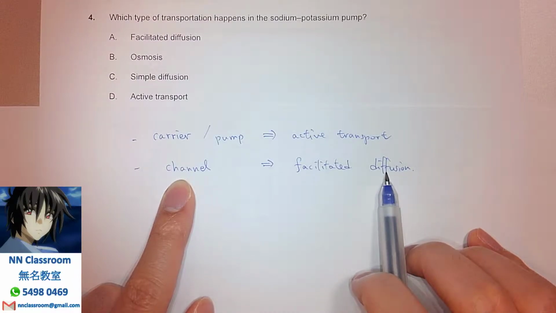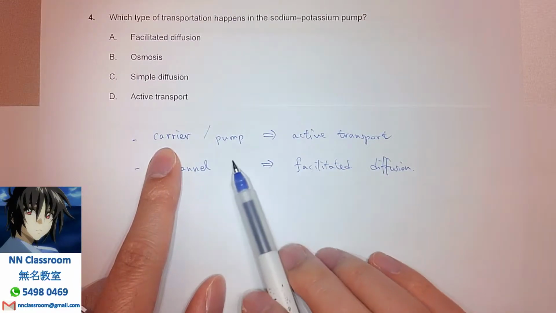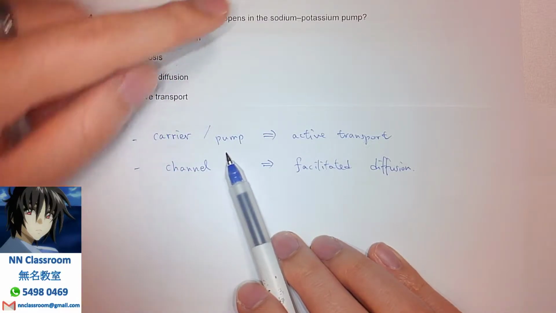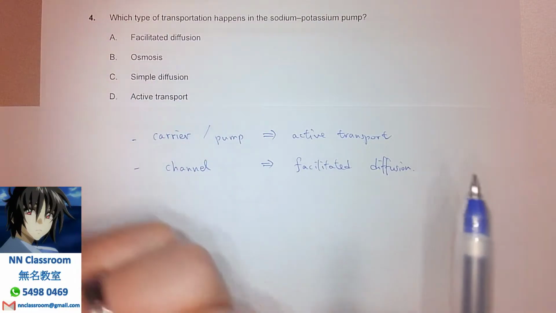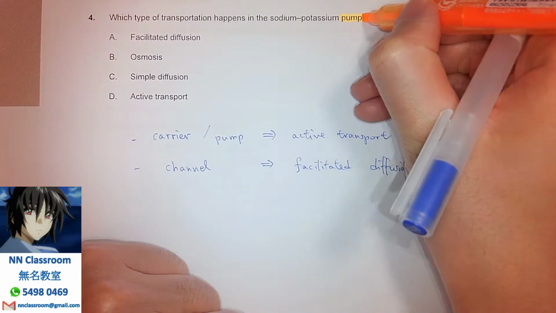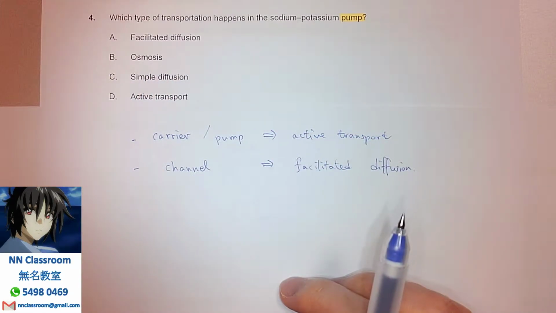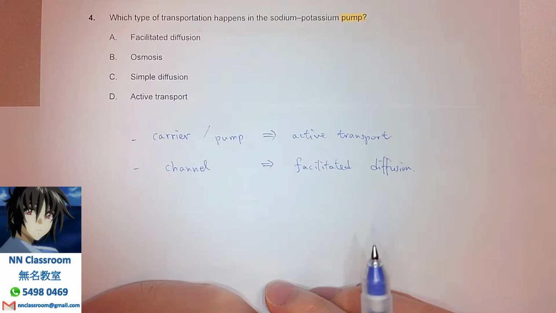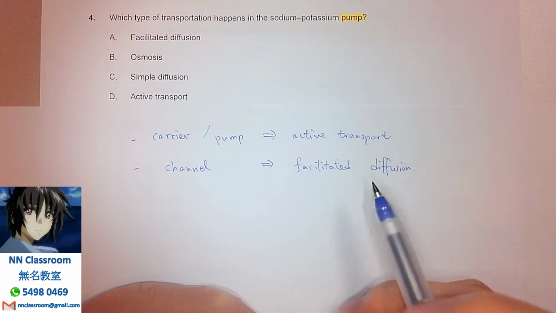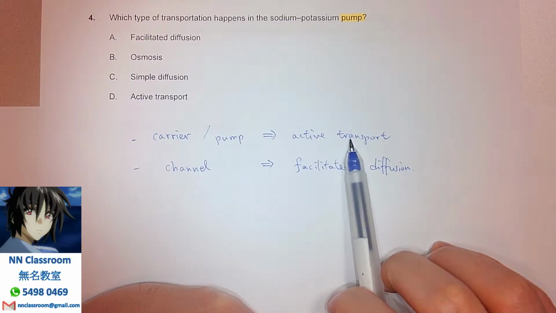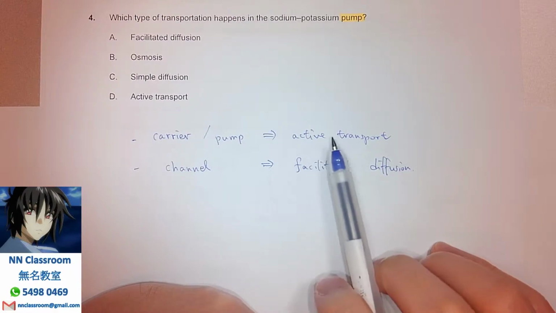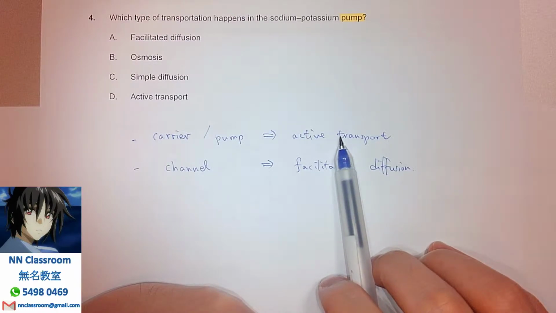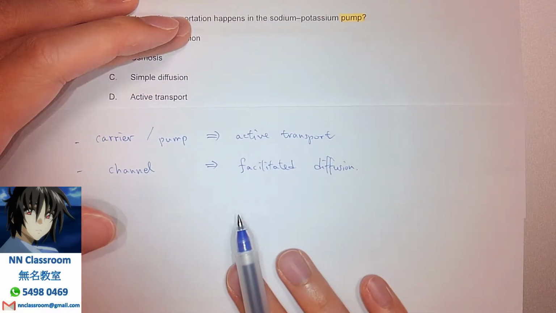But if you see the protein name called carrier protein or something pump, in this case the keyword is pump. It always uses energy to do something different in terms of transportation, which means it is doing an active transport that moves things from low to high concentration, against the concentration gradient.